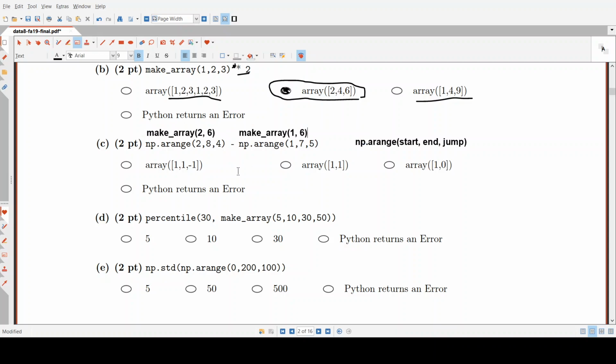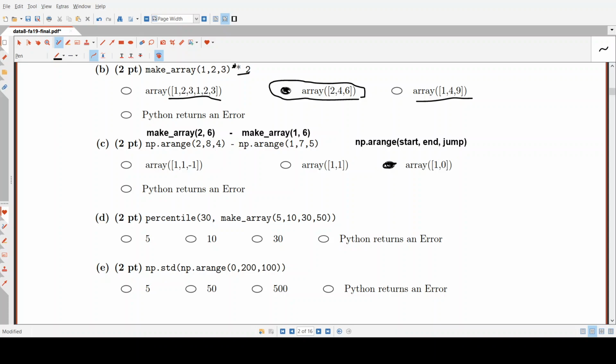So now we have the array 2, 6, and then we're subtracting it from the array 1, 6. Again, with two arrays of equal length, we can do element-wise operations on them, meaning that we'll get a new array out that subtracts 2 from 1, so that's 1, and then it'll subtract 6 from 6 and get 0. So we should get array of 1, 0, which is this answer right here.